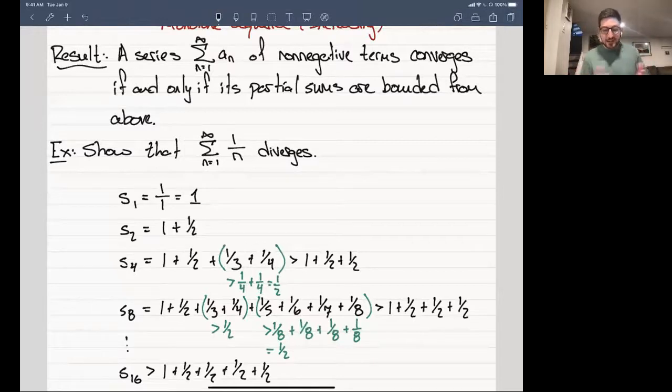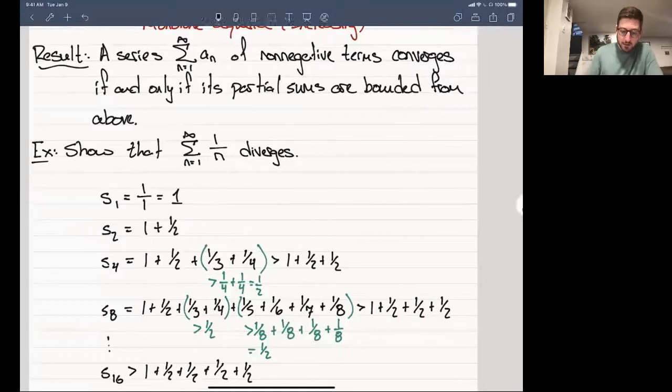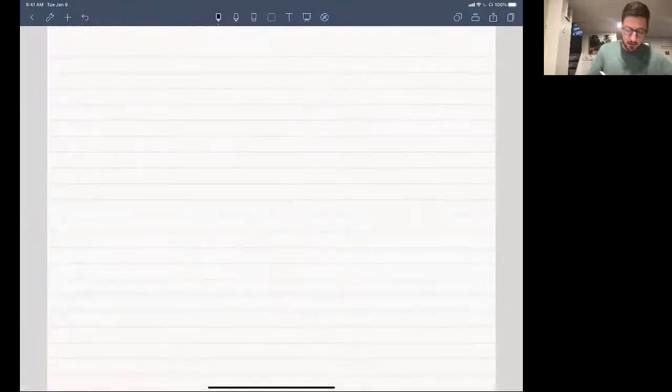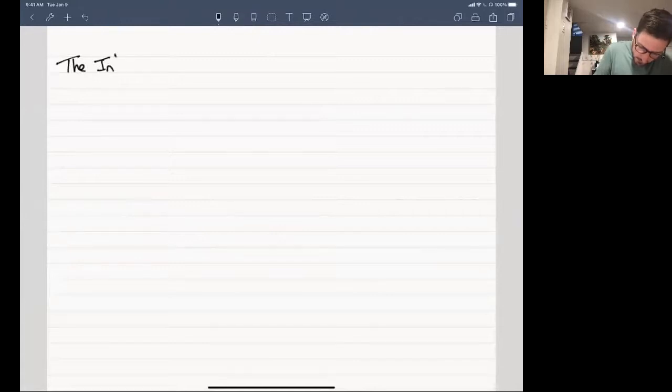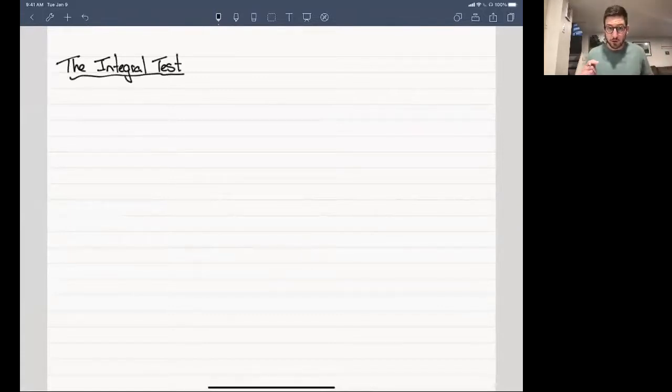Okay, so that's another nice negation result, right? We're being very, very negative right now. We're talking about ways that we can rule out convergence. But now let's talk about the integral test. The way that I want to do this is to start with an example to illustrate what I mean. The integral test is going to tell us when we converge.